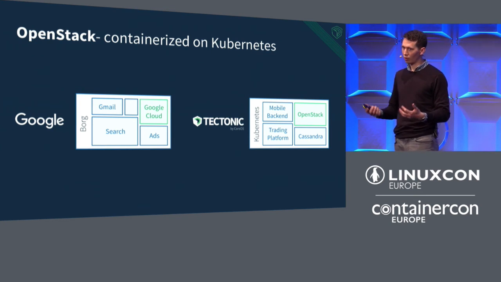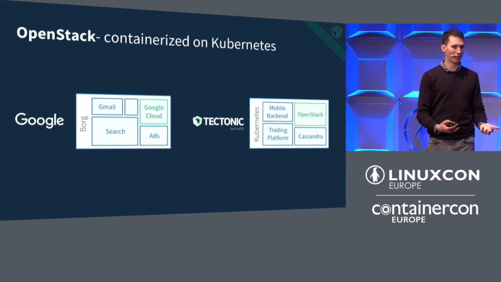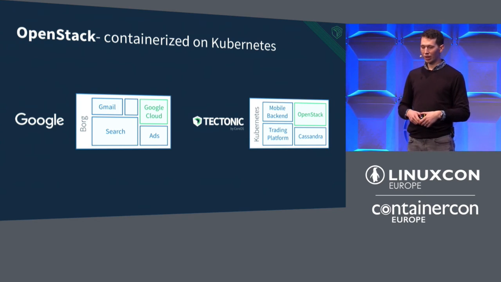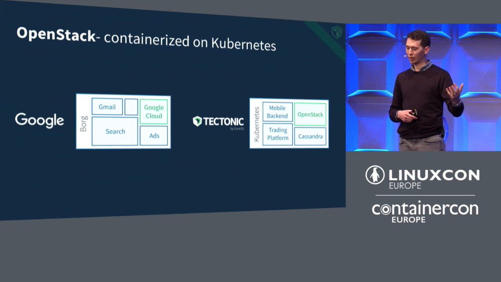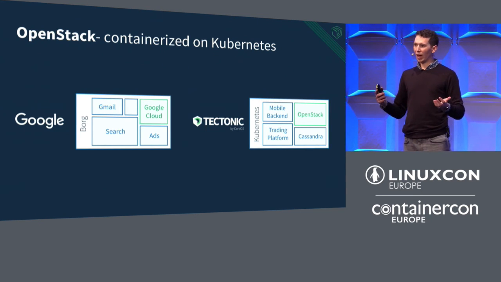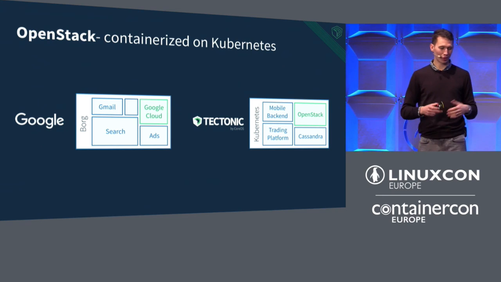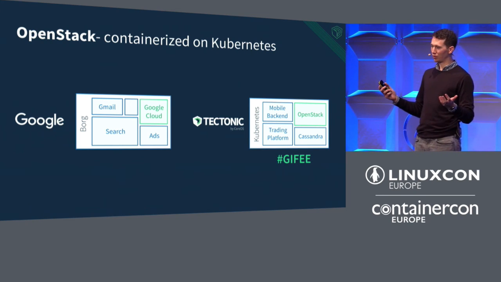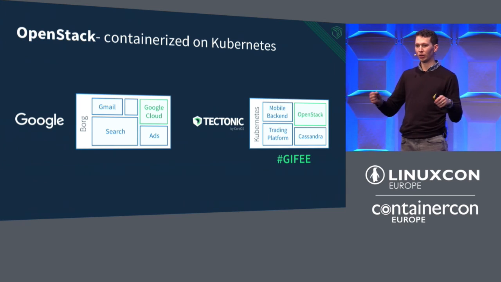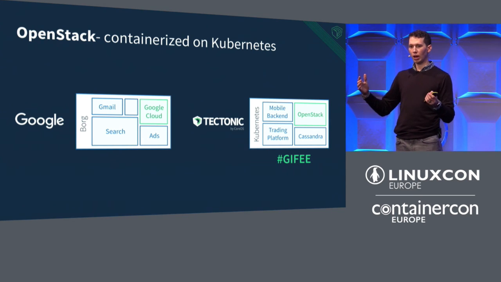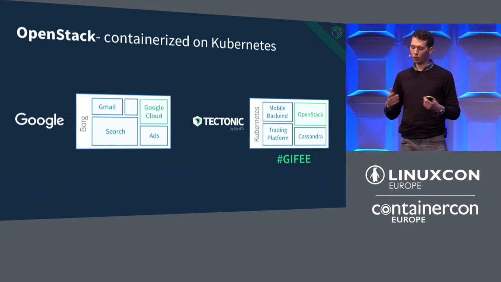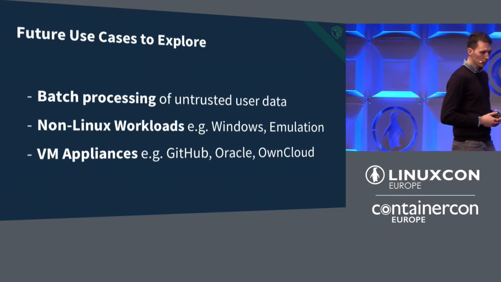So Google's cloud platform runs virtual machines through this API that they call Google Cloud Platform, and it runs on their exact same infrastructure, Borg, that schedules all their other applications. And so we have this hashtag that we like to use called GIFEE, which is Google's infrastructure for everybody else, and we want to paint this picture of you're able to run your IaaS applications just alongside any other application that you might want to do on top of containers.